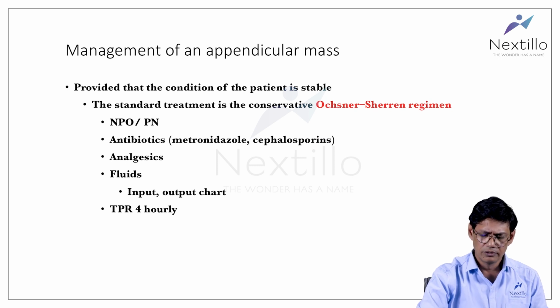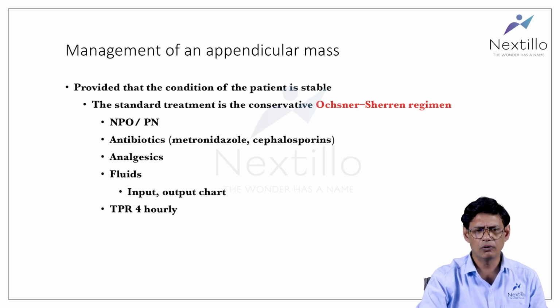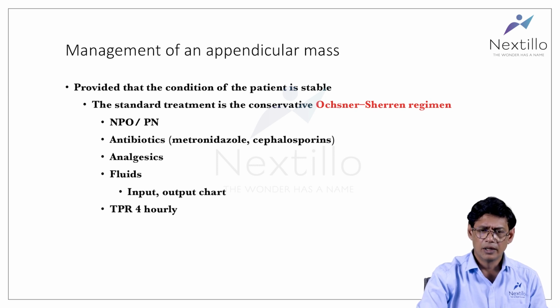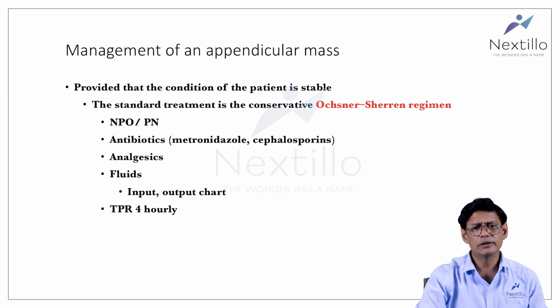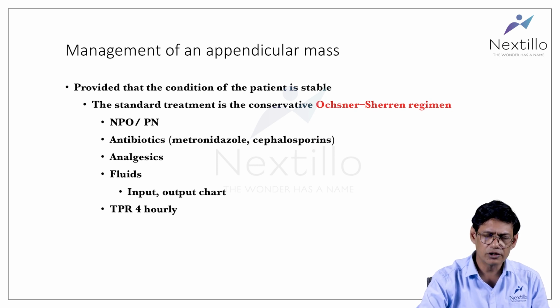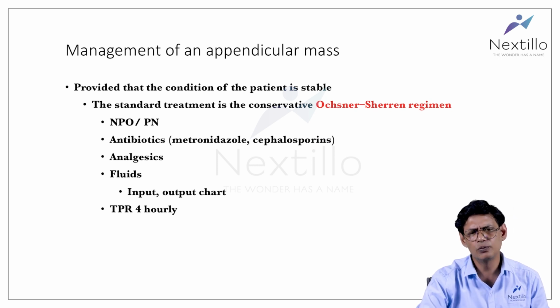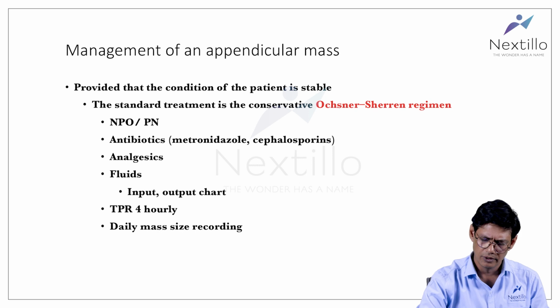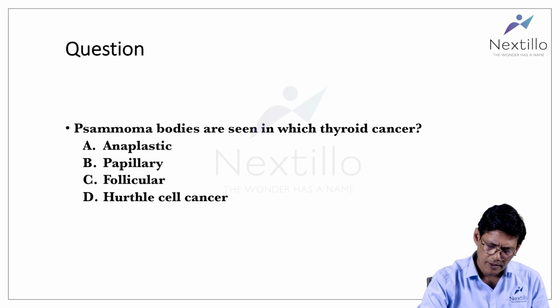Nowadays, this regime is not being followed as such. The reason being that it has been seen that endoscopic appendectomy has better results and lesser morbidity. So instead of going in with the Ochsner-Cherren regime, nowadays we straight away go with the removal of the mass or the appendix, that is appendectomy.